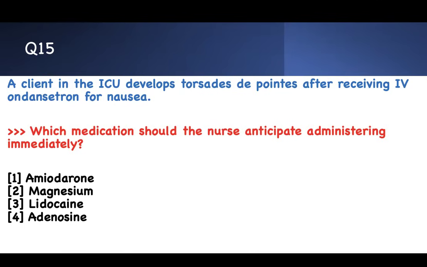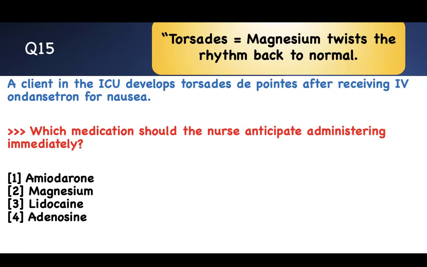Which medication do you give? If you give them amiodarone, it causes prolonged QT. That's bad. You make the torsade worse. Lidocaine will cause more arrhythmia. Adenosine is used for SVT. I see magnesium. I know my mnemonic. Magnesium would twist the rhythm back to normal. And that is the torsade. It's a twisting, meandering rhythm. And magnesium will twist you back to normal.